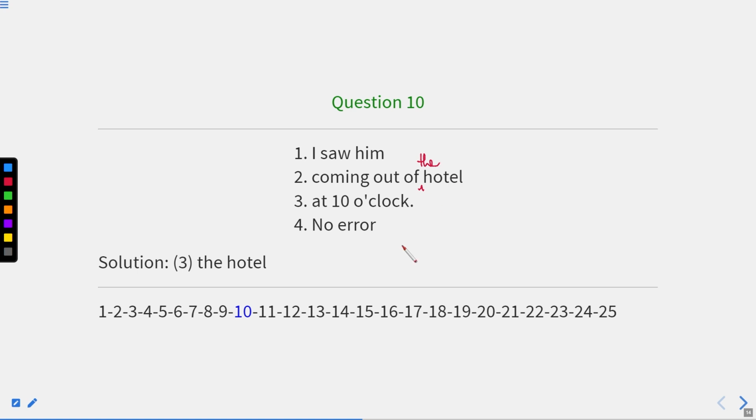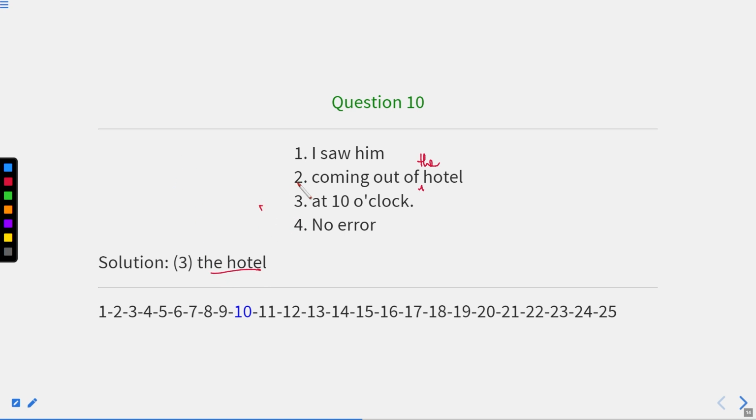Second thing, if we are using the word hotel, it means we are talking about the particular hotel from which he was coming out. That is why here we'll write the hotel, because we are making this hotel particular. It means I'm talking about only that hotel from which he was coming out. So here we need to put the hotel.